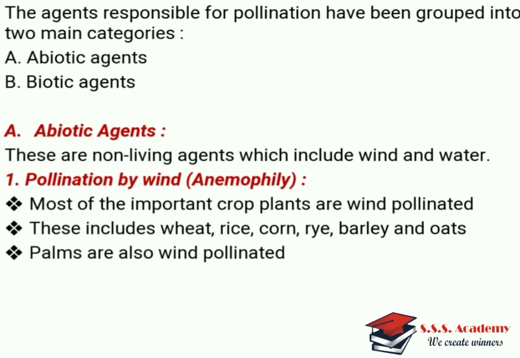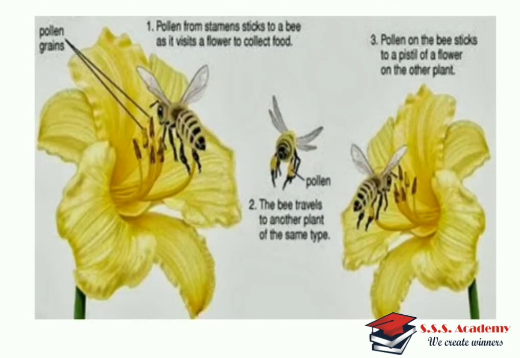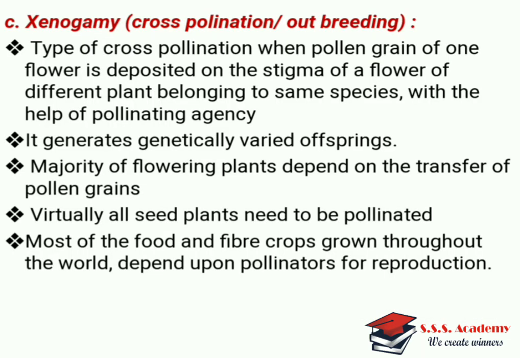Okay, honey collect करने के लिए जब भी bees get closer towards that stamen, pollen grains get stuck to that bee, and when that bee travels to another plant of the same type, the pollen on the bee sticks to the pistil of a flower of the other plant. So that is so called as xenogamy or cross pollination.